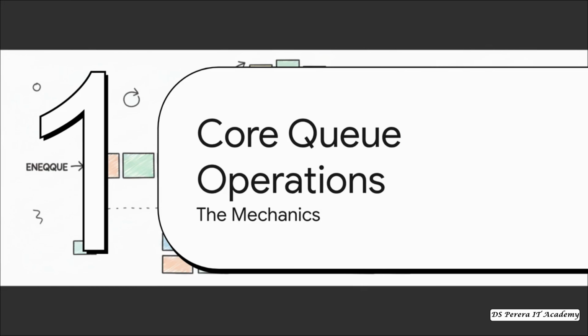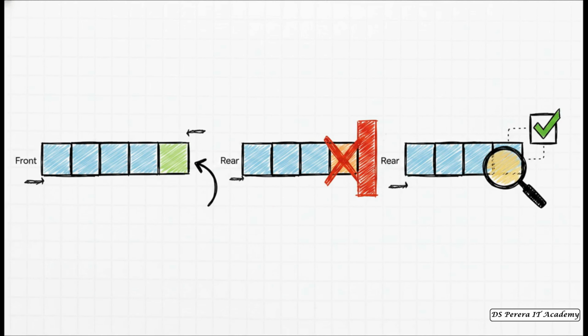Okay, so we've got the concept down. We know what a queue is. Now let's get into the mechanics of it. Let's look at the core operations that actually make a queue work. First, let's talk about adding things to the queue. This is called insertion. The method we use is insert, but you'll also hear it called NQ all the time. They mean the same thing. It just adds a new element to the rear of the queue.